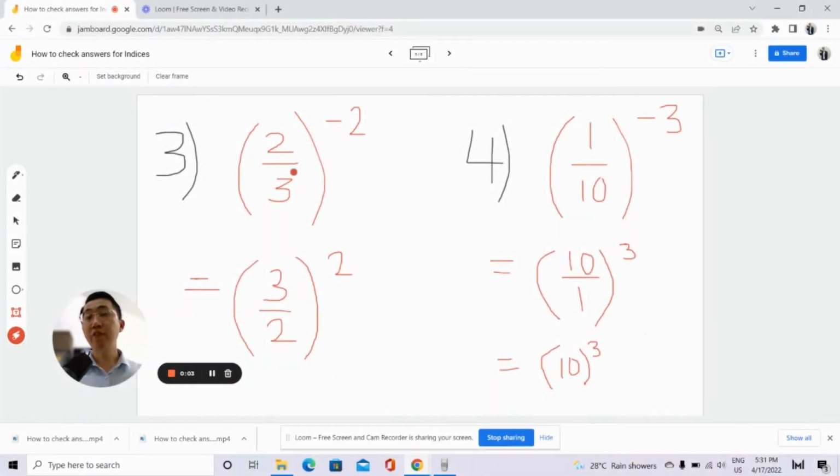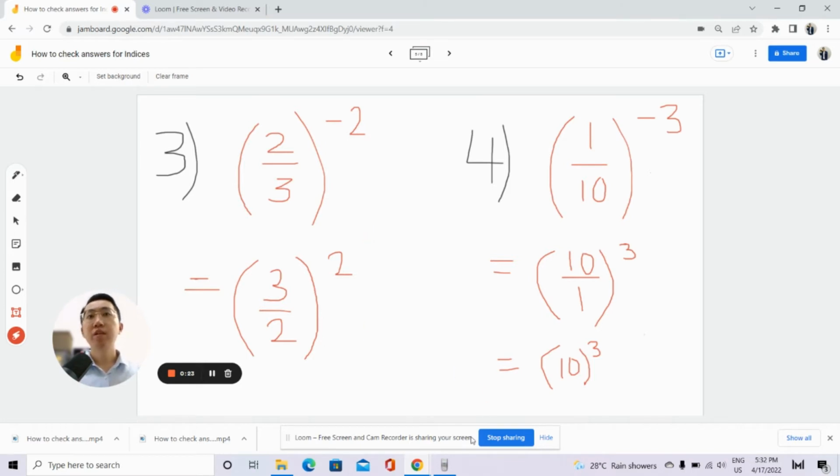Let's say you have negative indices like this. So you have a fraction and then power of negative 2. So how to do this kind of question? You're going to reverse the fraction. 2 over 3 you write as 3 over 2. And then your power will become a positive. So from negative, notice that it will become positive. So is this answer right or wrong?